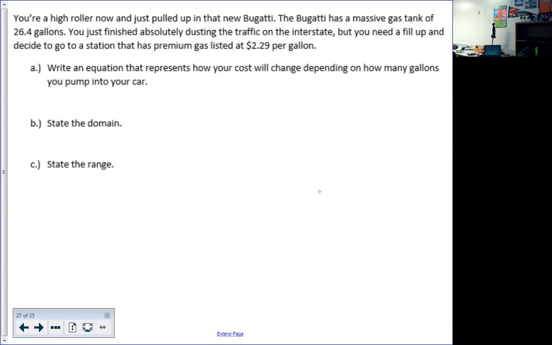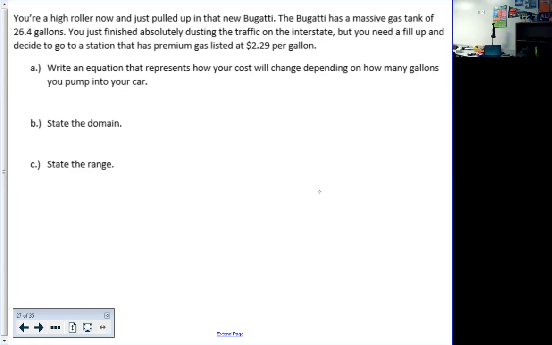We need to write an equation that represents how your cost will change depending on how many gallons you pump into your car. So go ahead, start writing that equation, just like what we did earlier in test 1 with writing equations. While you do that, I'm going to go ahead and come up with it myself.